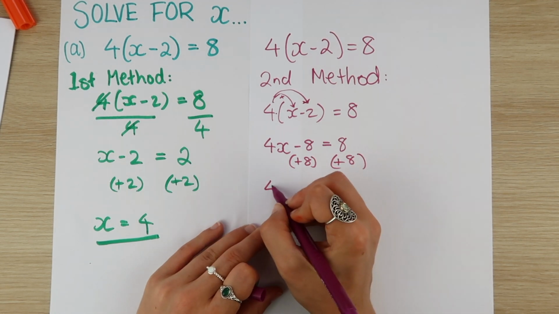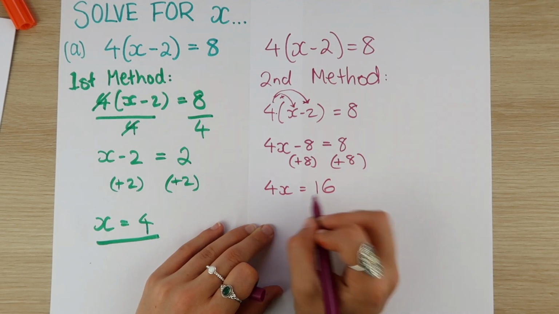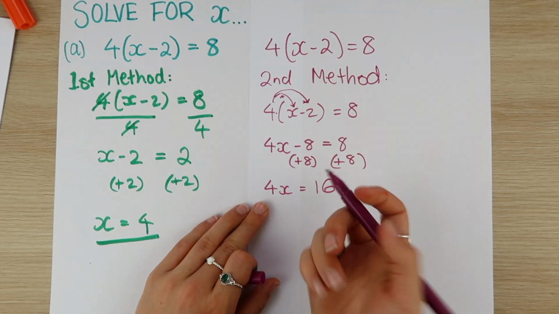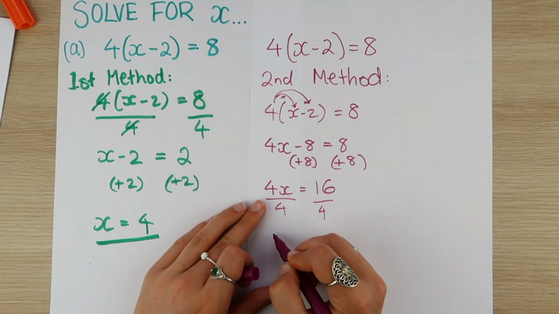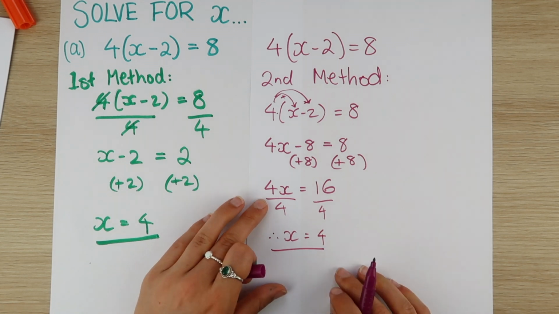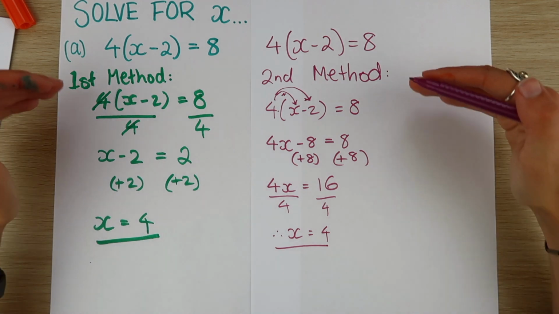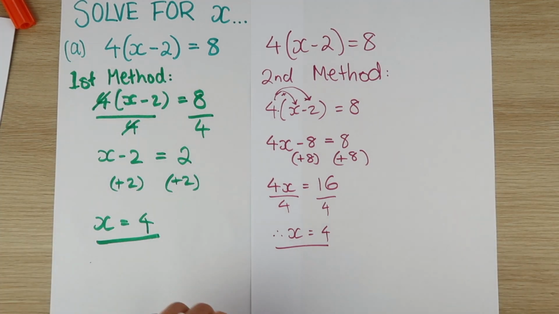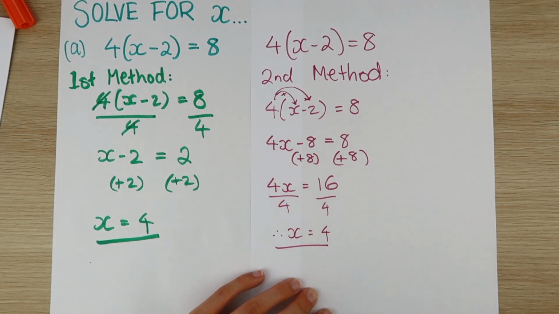Now this gives me 4x is equivalent to 16. So 4x equals 16. And now, again, the final step is to just divide by 4. Divide by 4. So therefore, x is equal to 4. Now we get the exact same answer as we did over here. Alright, so both methods work. It just depends on how easily you find each of these, and use the method that works best for you.